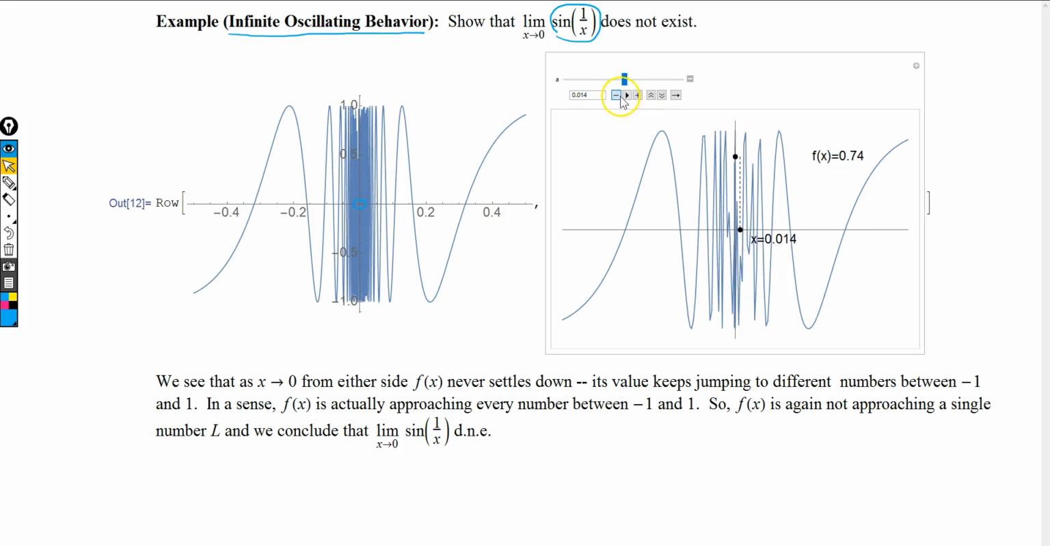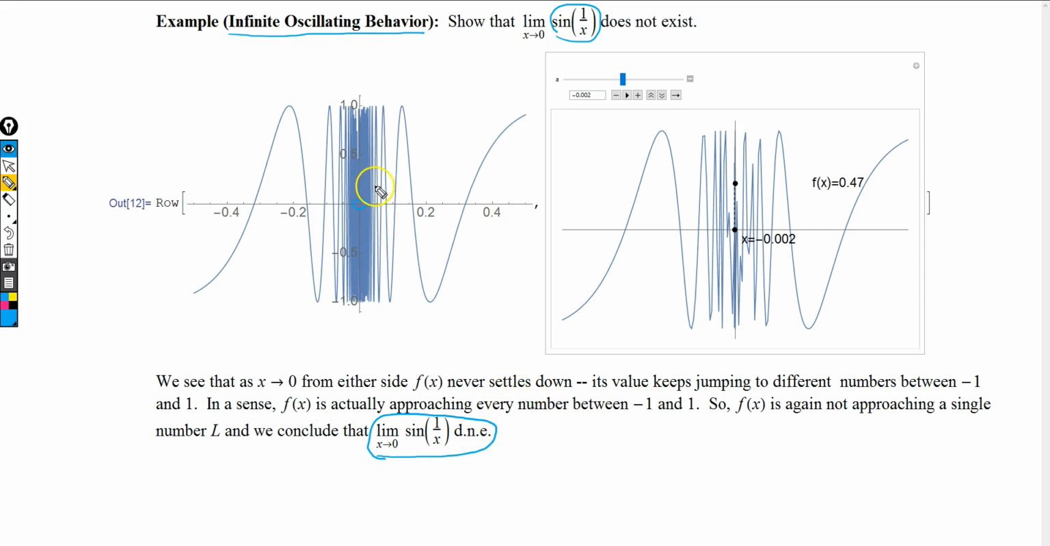Because there are an infinite number of oscillations around the origin, the function values never settle down to a particular number. They just keep jumping all over the place. And the same thing if we let x approach 0 from the left side, the function values still keep jumping all over the place. You see that they're never approaching a single number as x approaches 0. So because of that, we're left stating that the limit as x approaches 0 of sine of 1 over x does not exist.